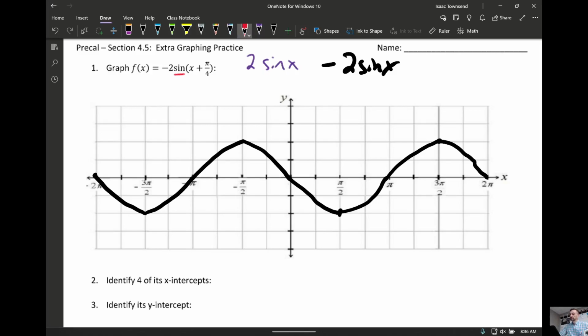And if I know what this looks like, then I know adding to x makes it go to the left. How much it goes to the left is c divided by b. Luckily b is 1 because that makes it a little bit easier. So I need to move it left pi over 4 divided by 1. So left pi over 4.